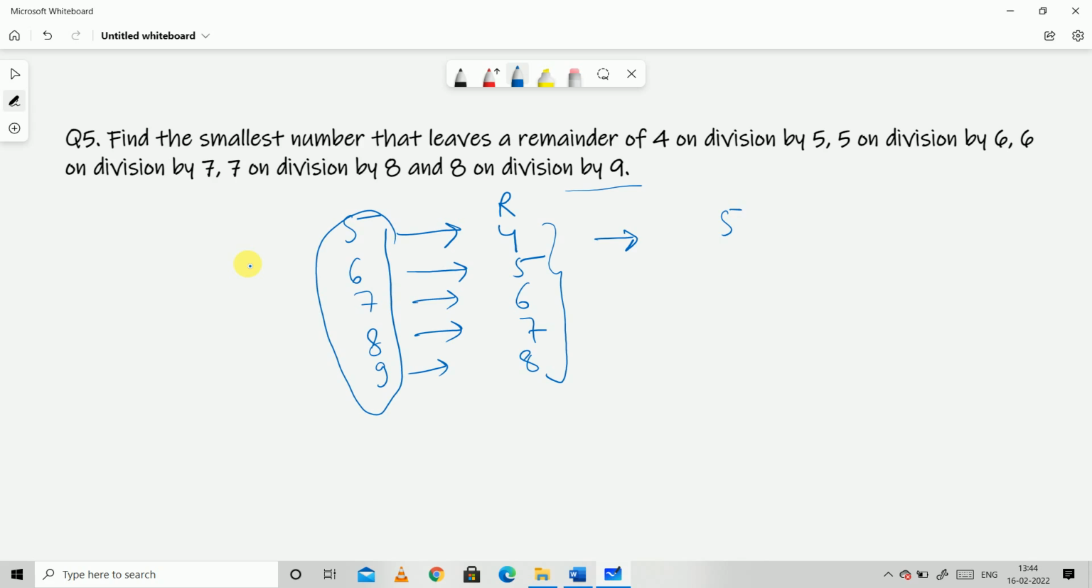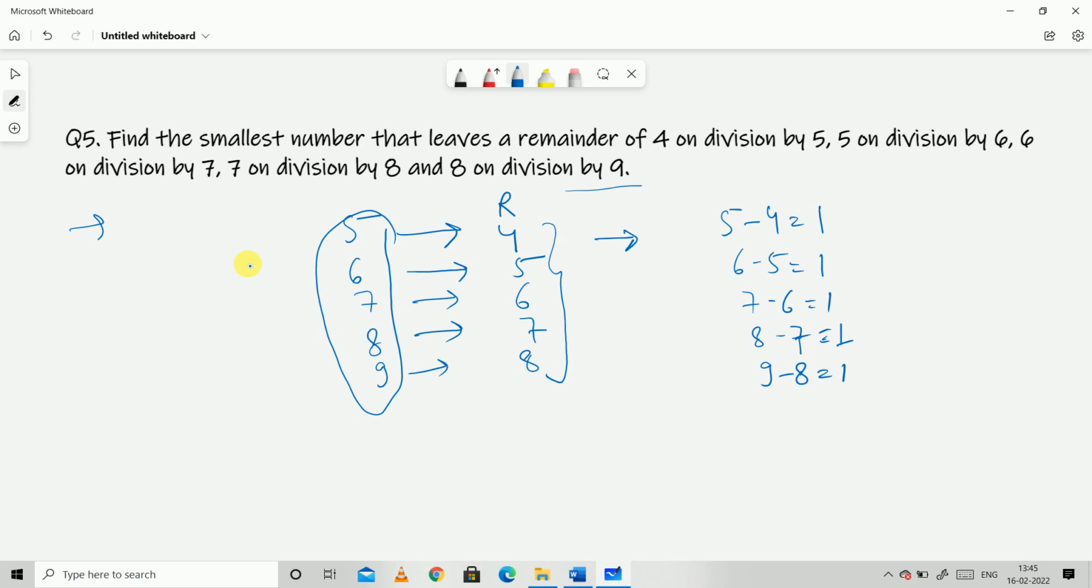Okay, so let's find out the common difference. 5 minus 4 will be 1. Similarly, 6 minus 5 will be 1. 7 minus 6 will be 1. 8 minus 7 will be 1. And 9 minus 8 will be 1. So the common difference that we found is 1.